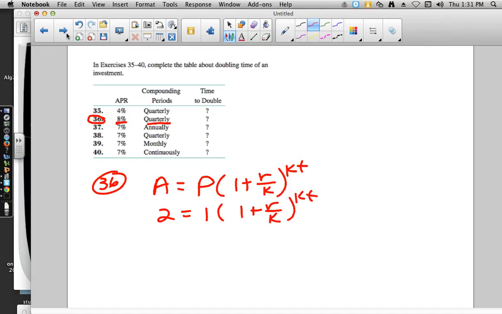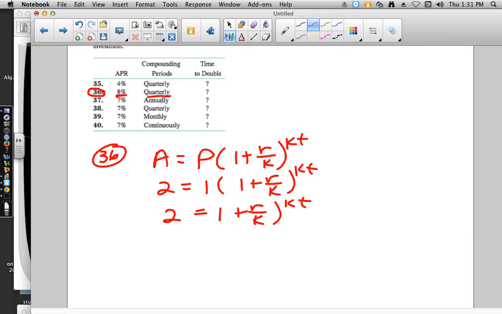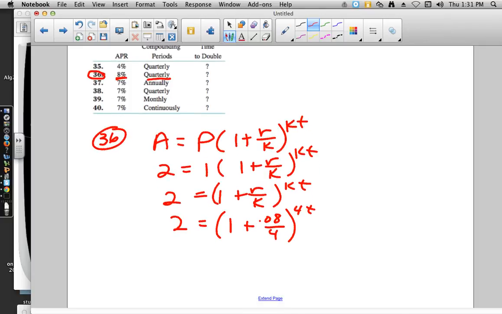Because what's going to happen is exactly what happened with all of the questions before when we did doubling. If we divide both sides by 1, we're going to get 2. And then we just put in the information that we know and find what we want. They wanted to know what time it's going to take for this to double. So let's start putting some information in here. So 2 equals 1 plus, well, the interest rate is 8%, but this is not annual interest, it's quarterly. And we need to know what t is. So now, let's go after it and see if we can get an answer.